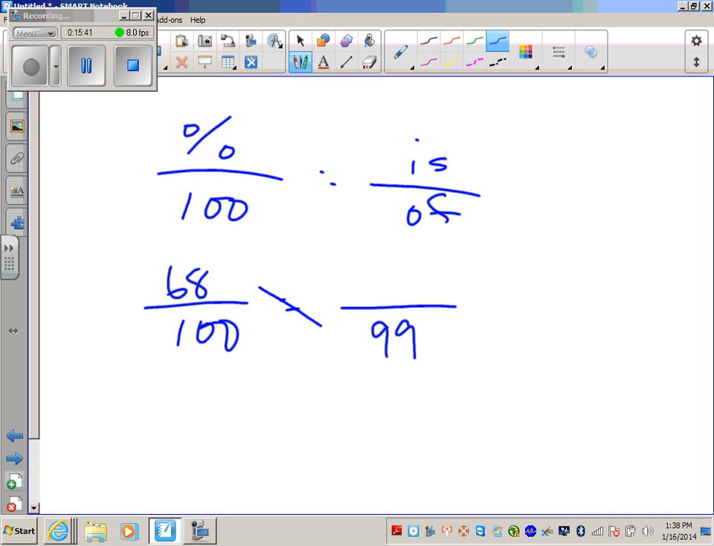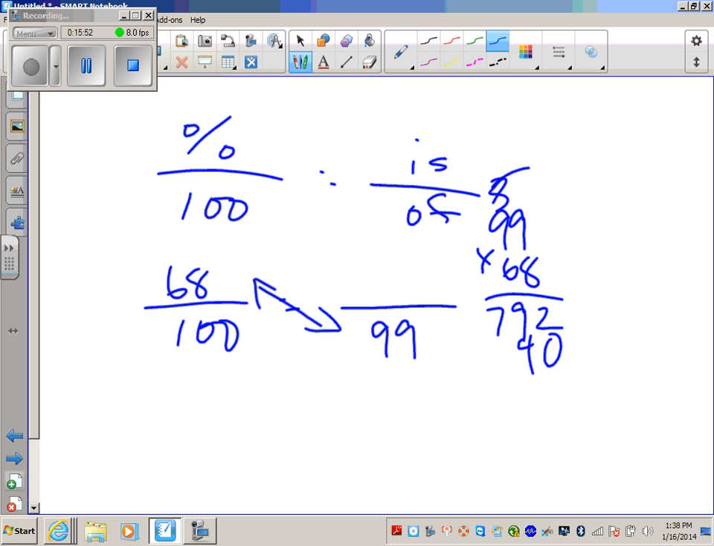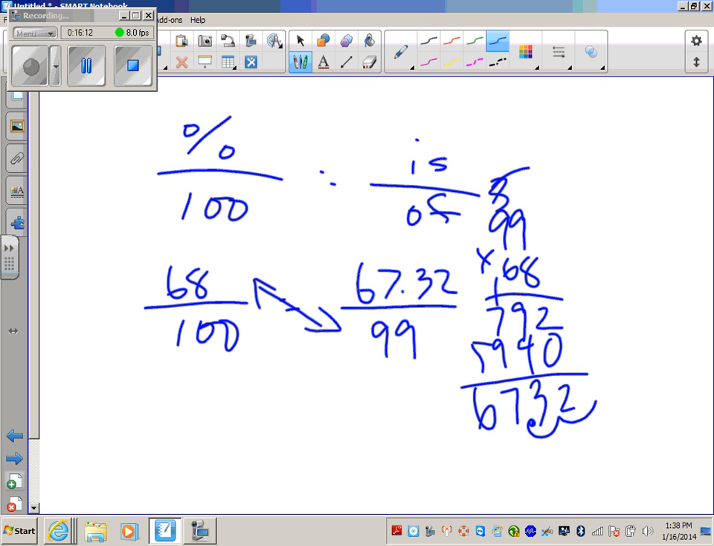So let's go ahead and cross multiply. 99 times the 68. 72 plus 7, 79. 54 plus 5, 59. 2, 13, 17, 6. Divided by 100 equals 67.32. Right? 67.32, really close to 68. Okay.